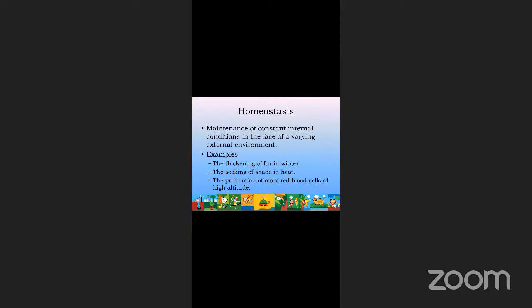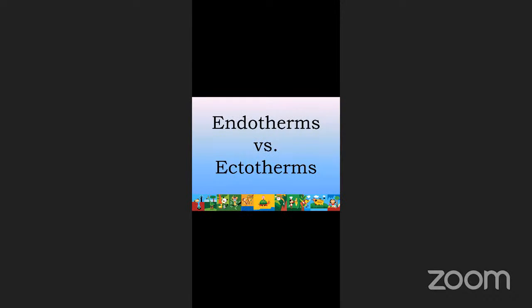So for that, the body will produce more red blood cells so that more oxygen supply can happen to protect itself. So this is homeostasis. Our body is trying hard to maintain our internal condition in par with the external environment. In this, we have two types of organisms: endotherms and ectotherms.